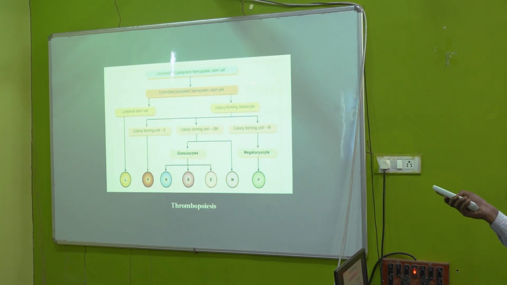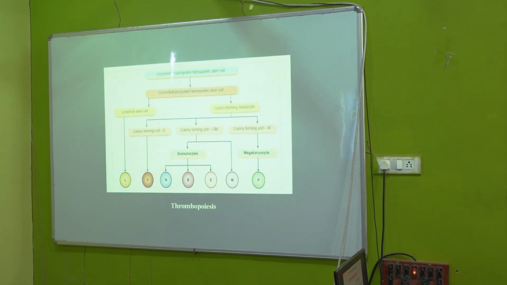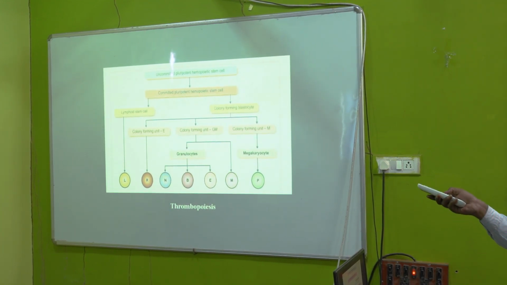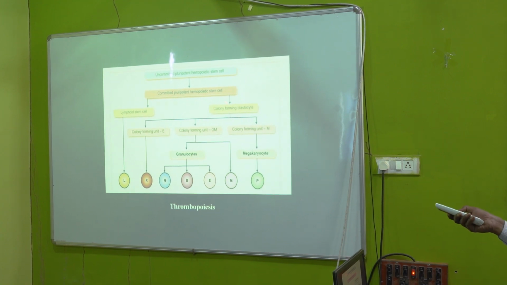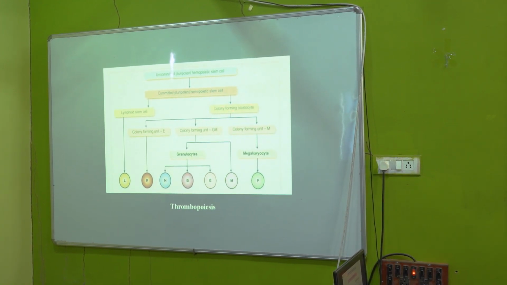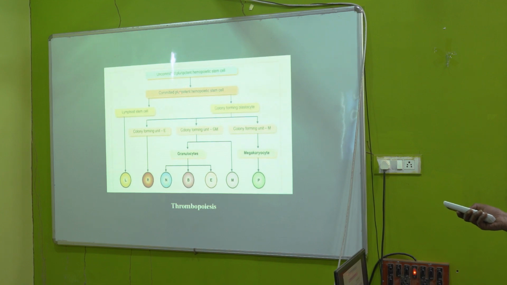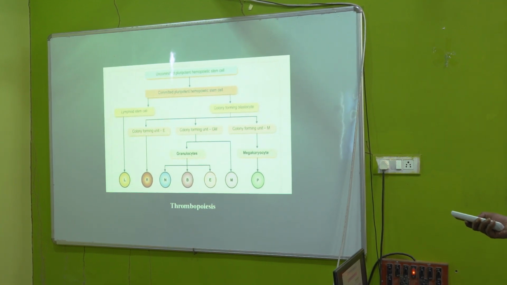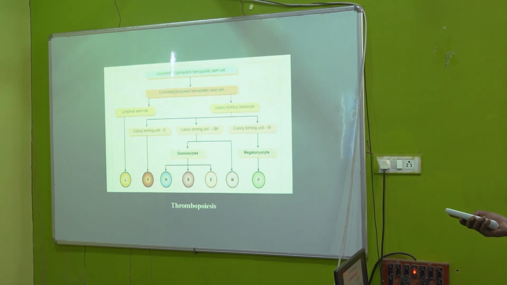These uncommitted pluripotent hemopoietic stem cells proliferate by mitotic cell division and produce committed pluripotent hemopoietic stem cells. These are of two types: lymphoblast cells and colony-forming cytoblasts. Lymphoblast cells are associated with the formation of lymphocytes. There are two types of lymphocytes, T lymphocyte and B lymphocyte, which are associated with our acquired immunity. T lymphocytes are associated with cell-mediated immunity and B lymphocytes with humoral immunity.